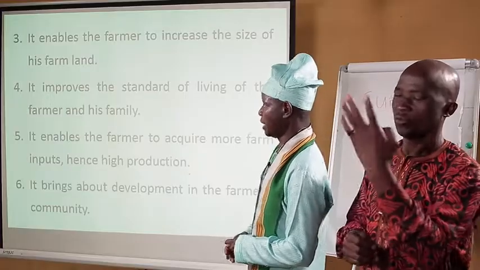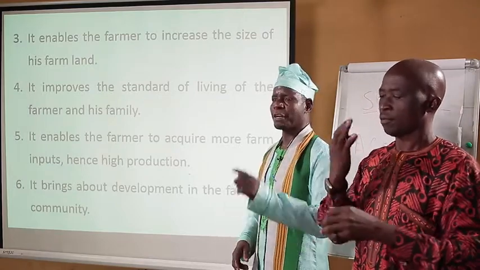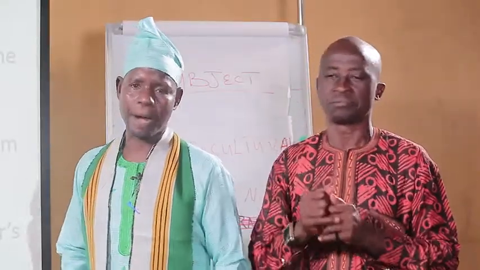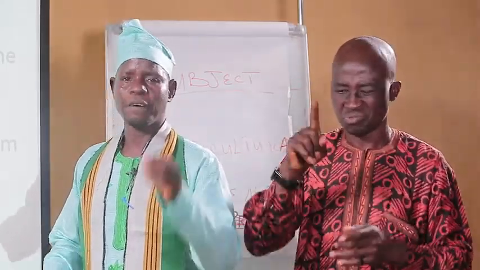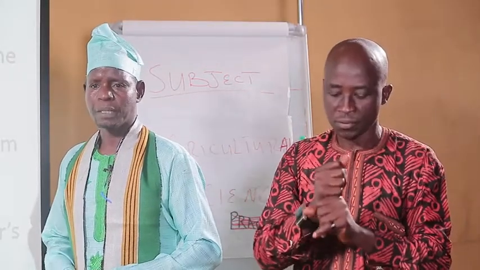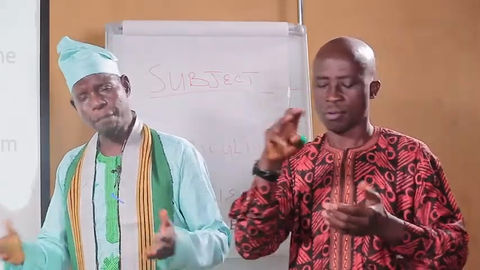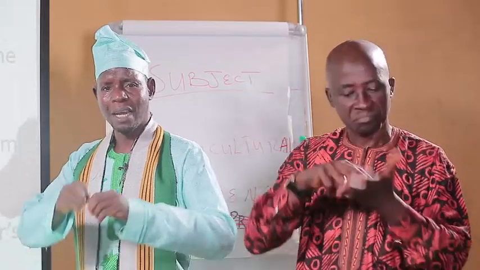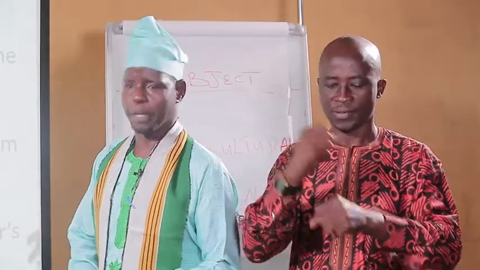Number 4, it improves the standard of living of the farmer and his family. Imagine a farmer that was producing a bag of rice per annum. Now that he has obtained a loan, he will be producing almost 100 bags. By implication, it means that his life will change because his standard of living will be improved.